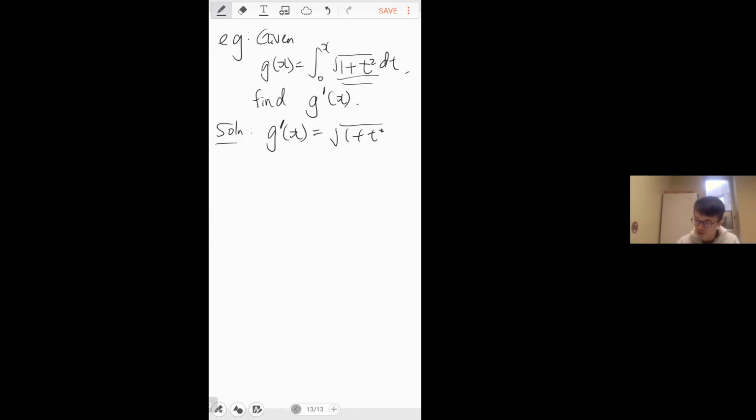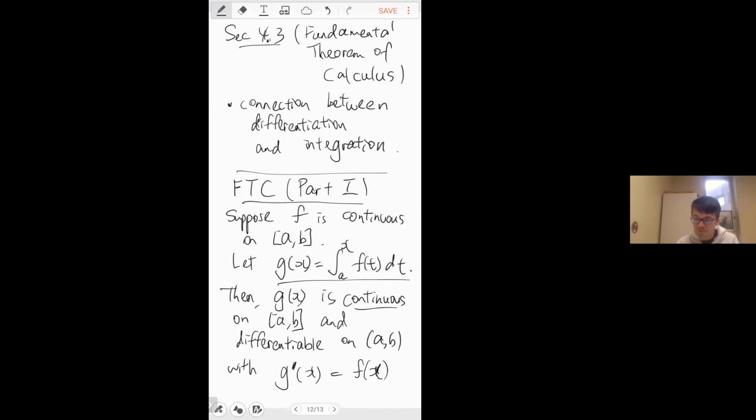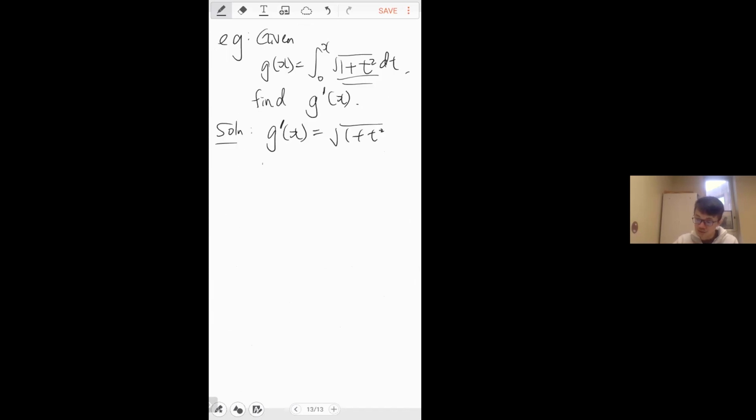Yeah, so basically it follows from what we just said. If you're taking the derivative of the integral, you will actually end up with whatever the function inside the integral is. So this is by the fundamental theorem of calculus.